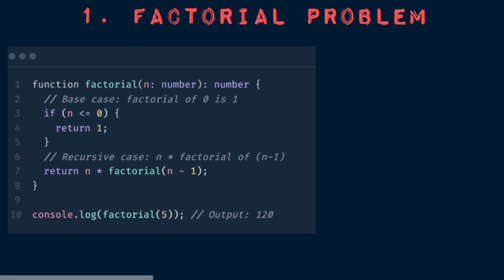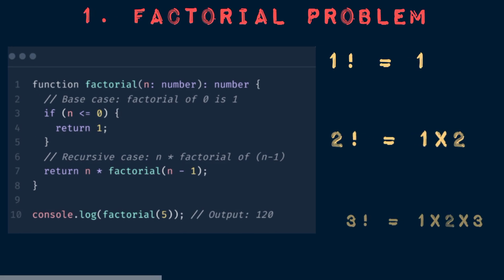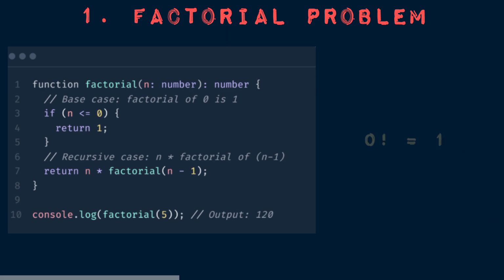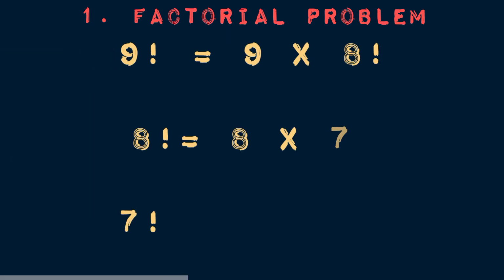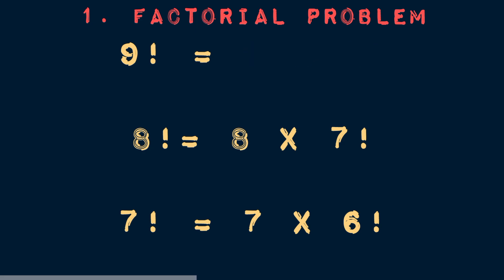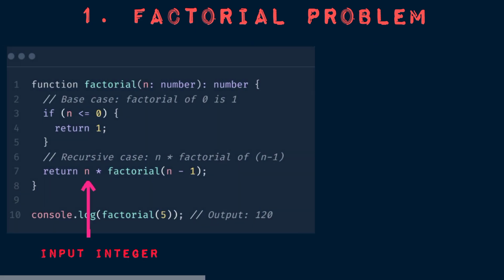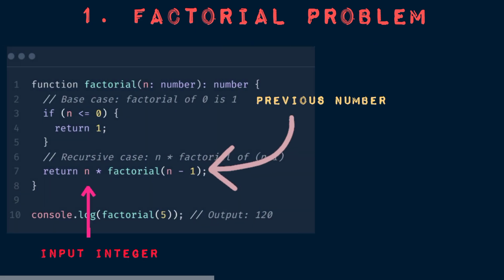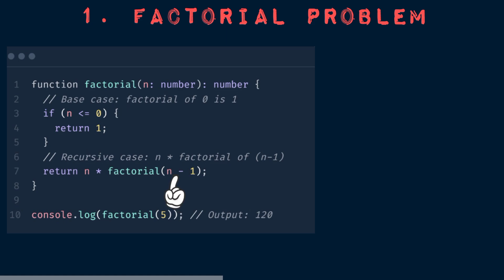And now moving forward, the most common example of a recursive function is the factorial problem. The factorial of a number is the product of all positive integers from 1 up to that number, and by definition, factorial of 0 is 1. Now any factorial can also be expressed as the product of the input integer and the factorial of the previous number. This is why we are calling the factorial function for the n-1 part only.